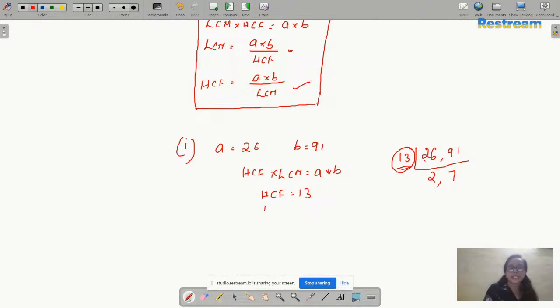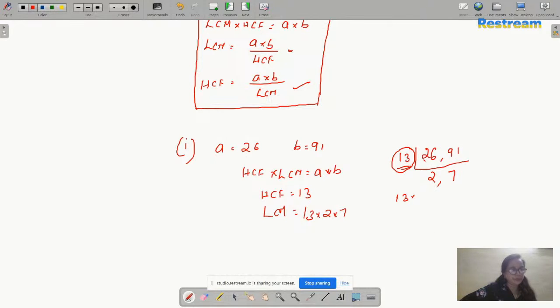And what is the LCM? LCM is equal to 13 into 2 into 7. 13 into 2 into 7. Tell me, what is the answer? 13 into 2 into 7? Multiply and give me the answer. 2 sevens are 14. 13 into 14, that is equal to, what will we get?